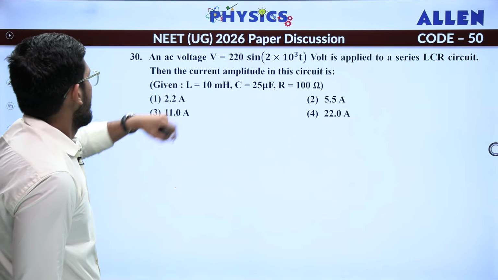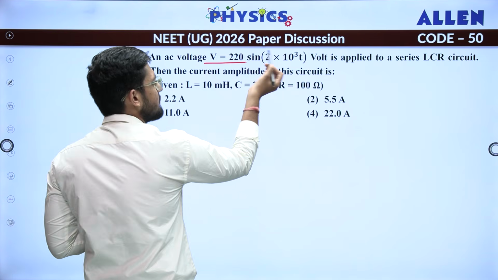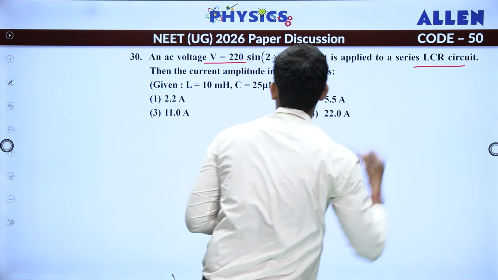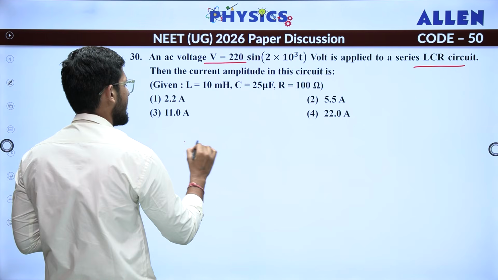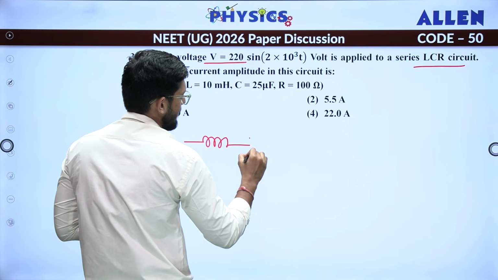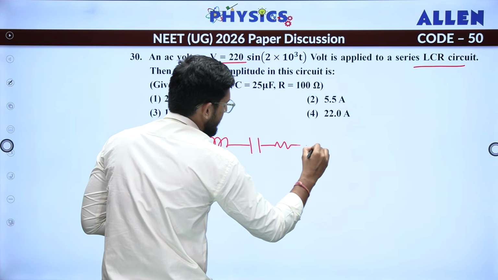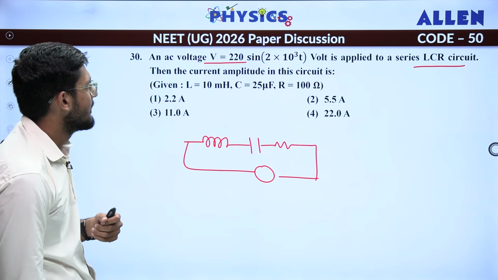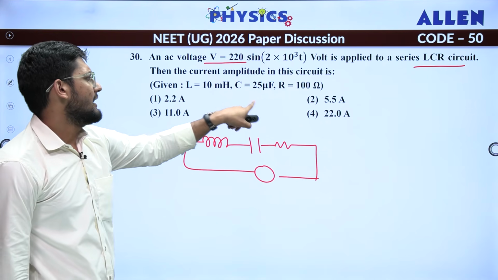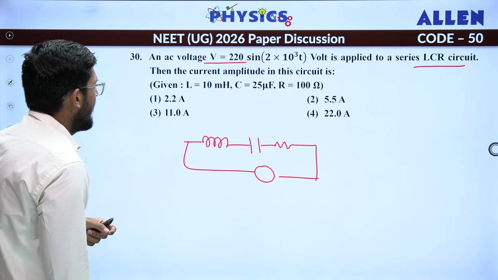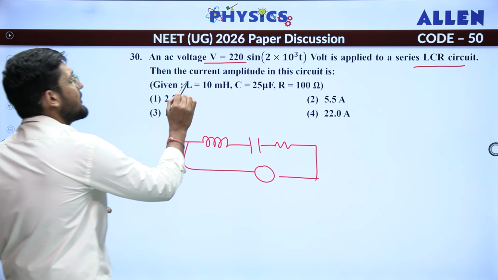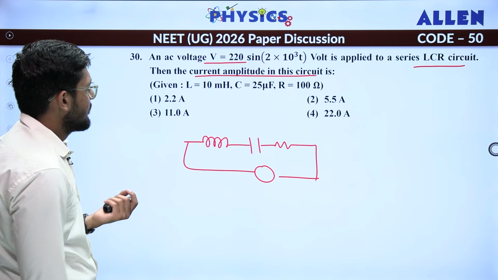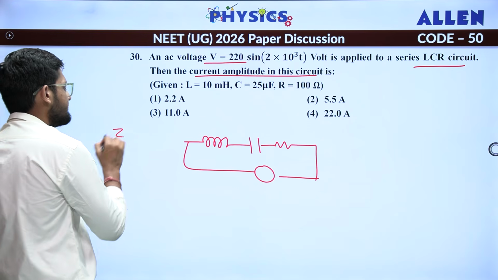Next, an AC voltage, this is the voltage given to you, is applied to a series LCR circuit, right? That means this is the case. And this is the voltage which is applied to it. The values of L, C, R are given to you, and you need to find out the current amplitude in this circuit. For that, you need to calculate Z.